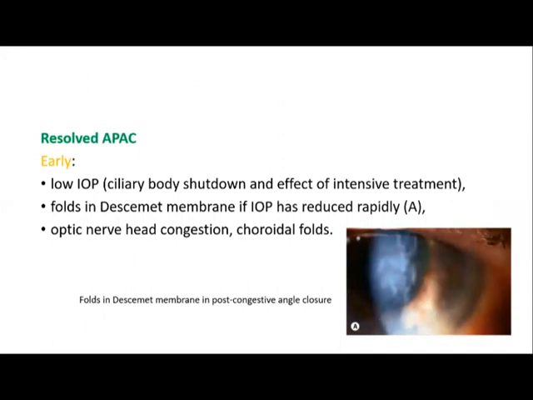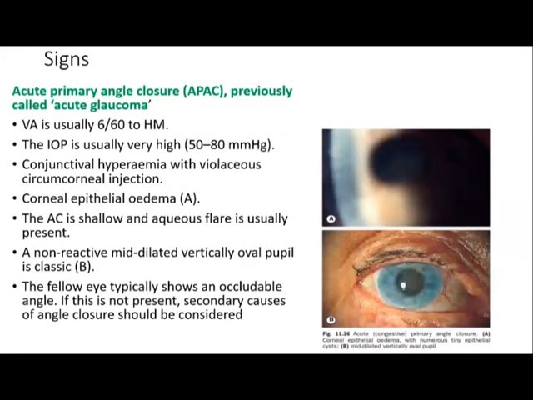Resolved acute primary angle closure in early stage: low IOP. Here again, Sir, one more question in these exams, particularly orals: how do you differentiate the diagnosis between acute congestive glaucoma, acute iridocyclitis, and conjunctivitis? That is one more standard question. Yeah, just note it down.